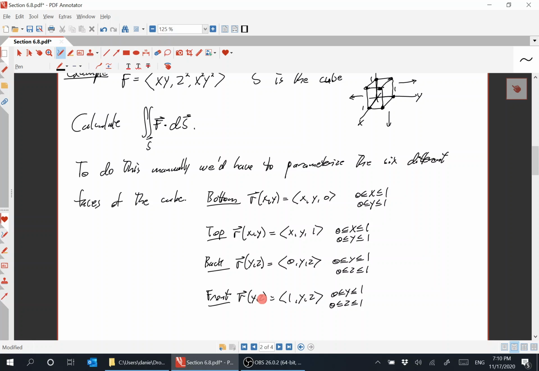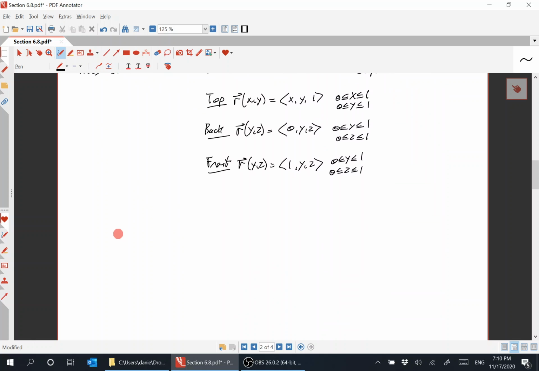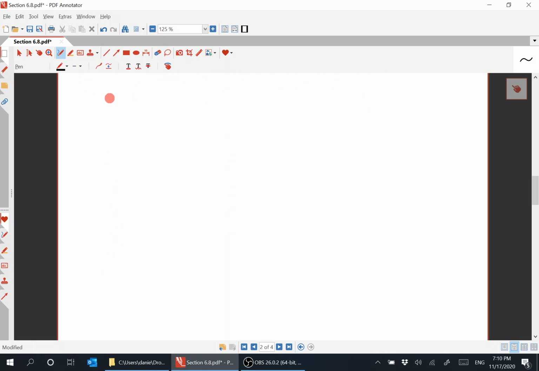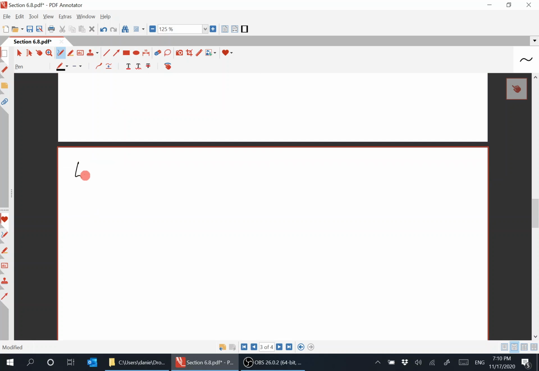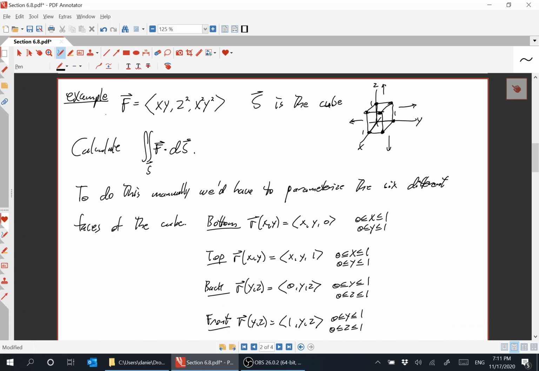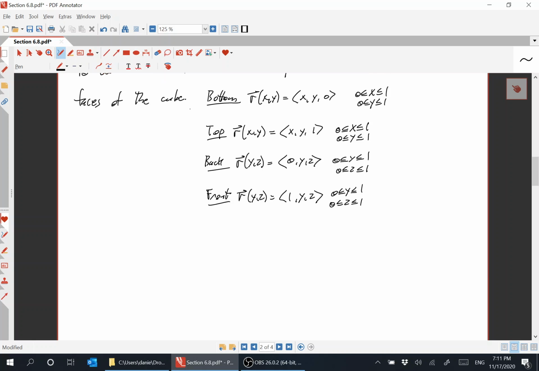So I'll do that calculation later, but I'll pause the video to actually show you that calculation. I'll write out the whole thing. But let's do it with the divergence theorem, and I will finish the calculation without the divergence theorem on this page. So let's calculate with the divergence theorem. So F was equal to, what was that vector field? xy, z squared, x squared y squared.